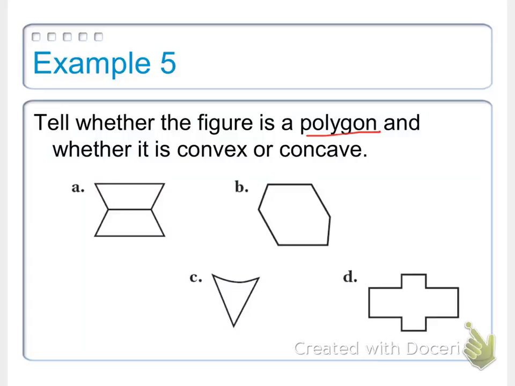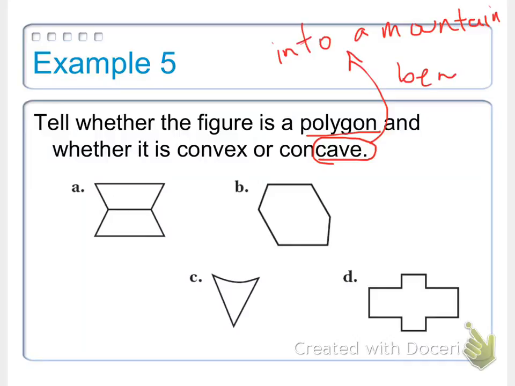I know it's not the formal definition, but a cave goes into a mountain. So if a shape bends inwards, you get kind of a cave into it, so I know it's concave. And then the opposite is convex. So I think of a cave going into a mountain. If the shape sort of bends into itself, it's concave.